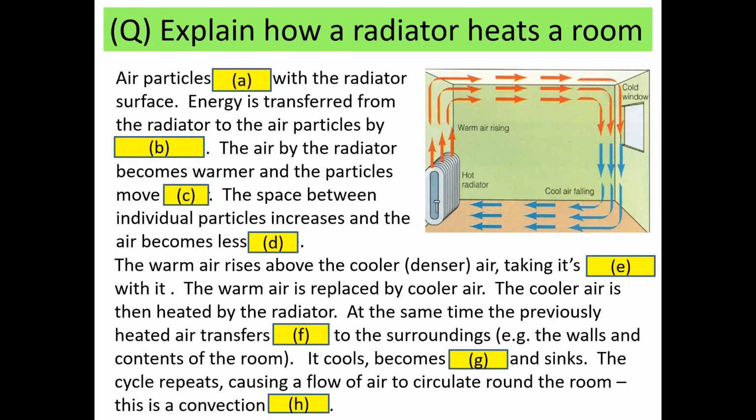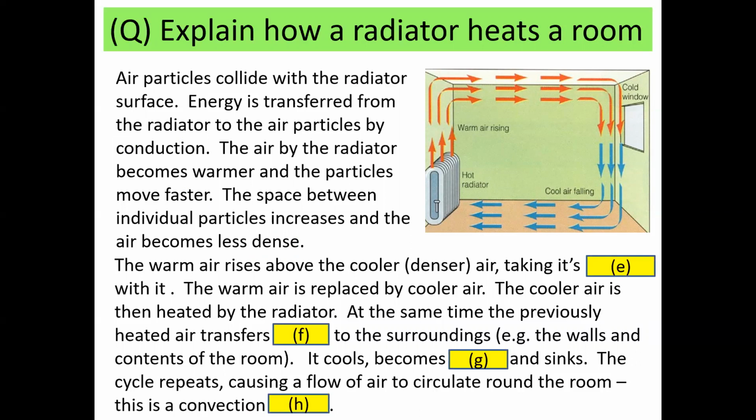Right, okay. Air particles collide with the radiator surface. So initially, energy is transferred from the radiator to the air particles by conduction. The air by the radiator becomes warmer and the particles move faster. The space between individual particles increases and the air becomes less dense.